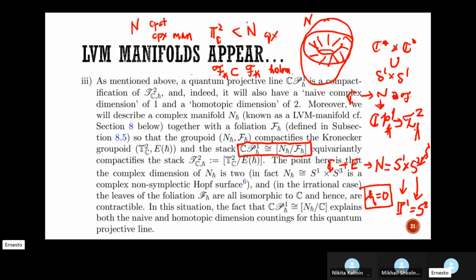So let me stop 1 second and ask you if this is more or less clear. Yes. So it's a very beautiful, huh? It's more or less clear, yes.